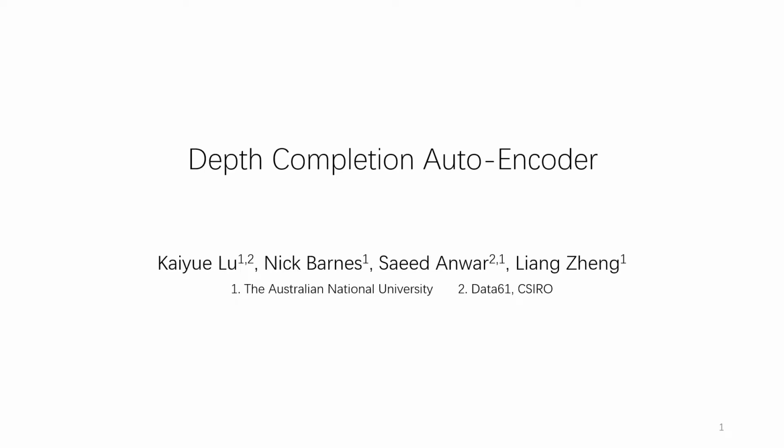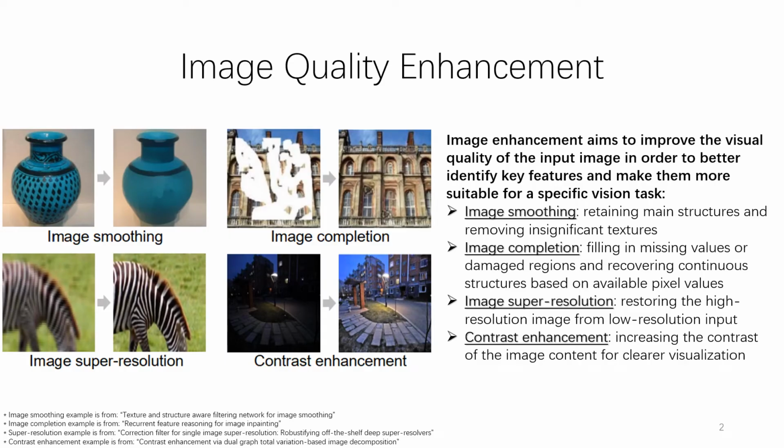Today I'm happy to share with you my research work on depth completion at this workshop. From a broad view, my research in this work is about image quality enhancement. It aims to improve the visual quality of the input image in order to better identify key features and make them more suitable for a specific vision task. It typically includes four primary tasks.